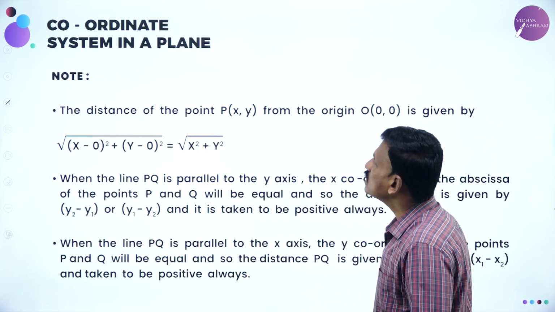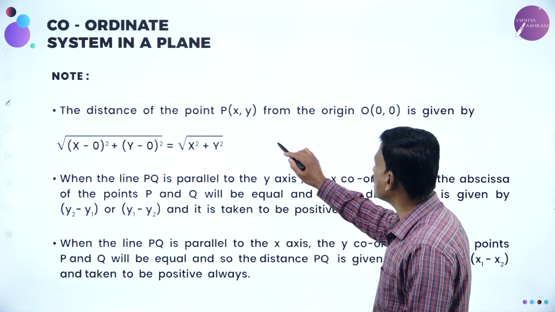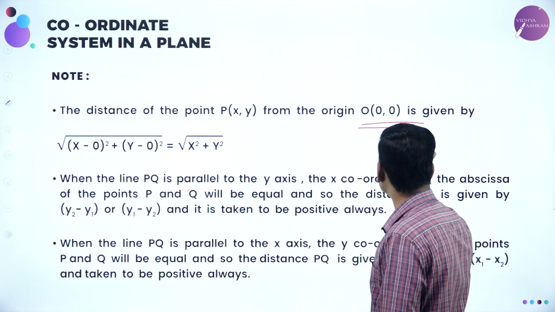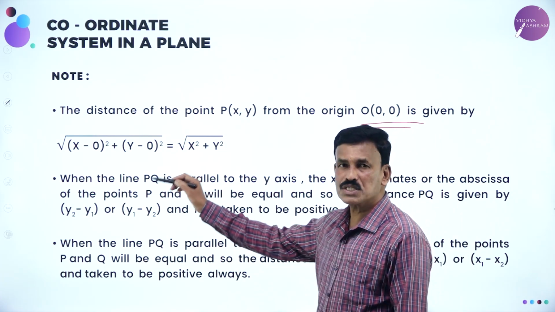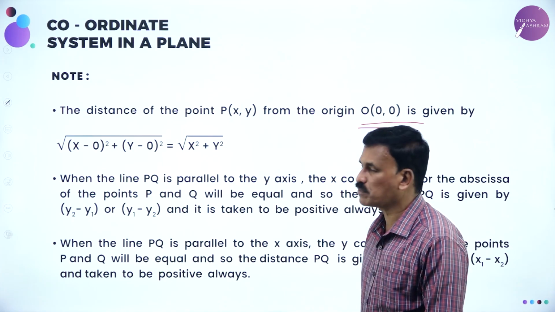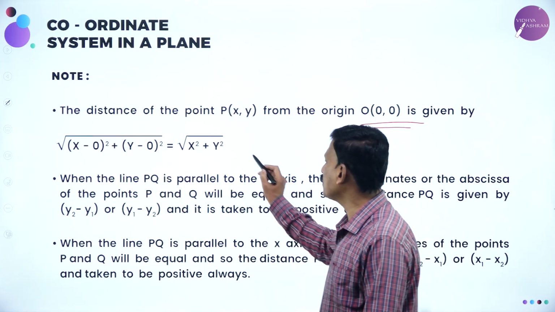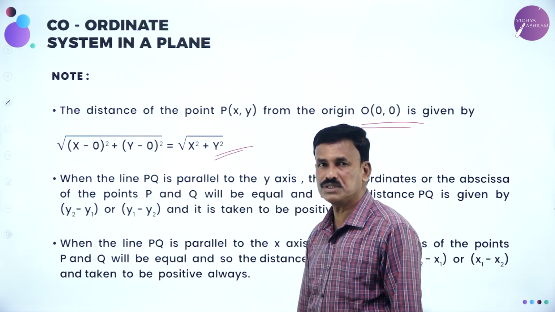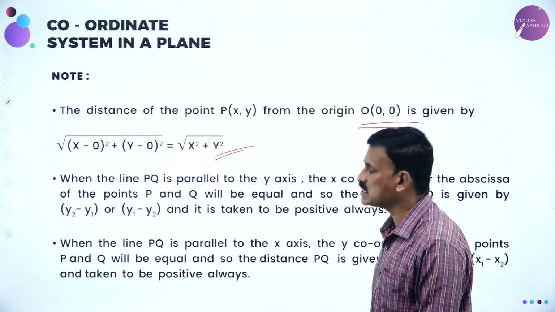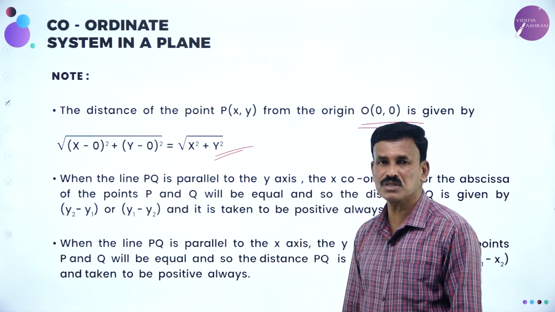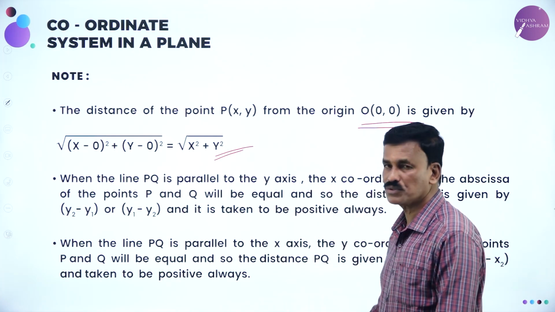Now, the distance of the point (x, y) from the origin (0, 0) is given by the square root of (x minus 0) whole square plus (y minus 0) whole square. Therefore the distance of a point from the origin is the square root of x square plus y square.